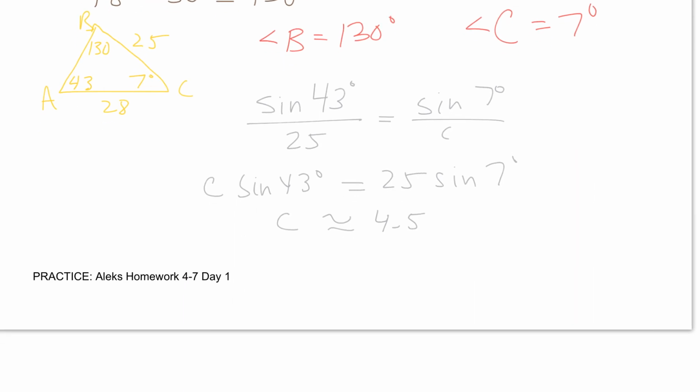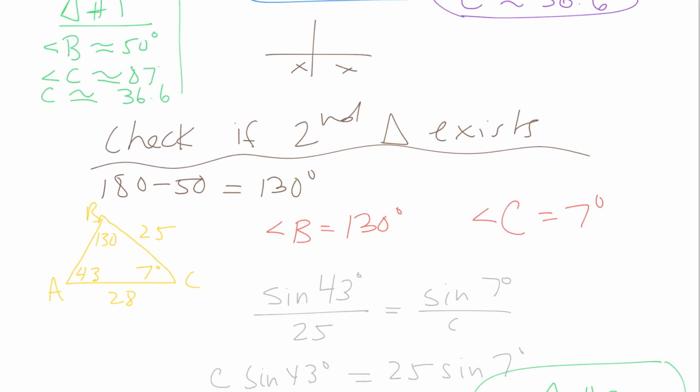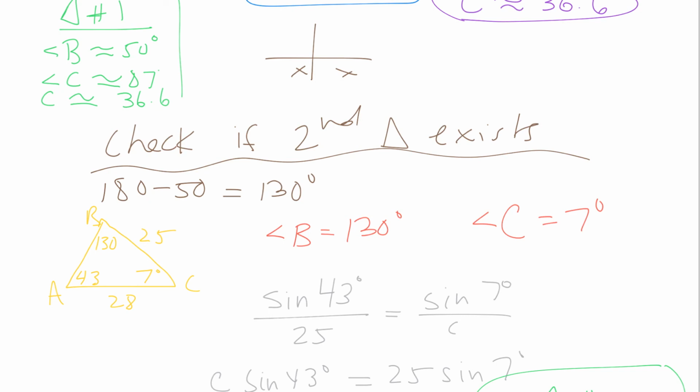So for our second triangle, we have a second answer here. Triangle number 2: angle B is 130 degrees, angle C is 7 degrees, and side c is approximately 4.5. So we have two answers. We have this one, and we have this one up here, which is triangle number 1. Both answers you would put down as correct.